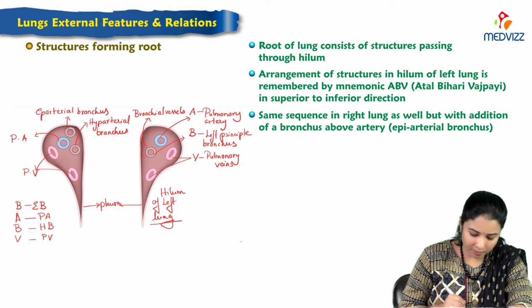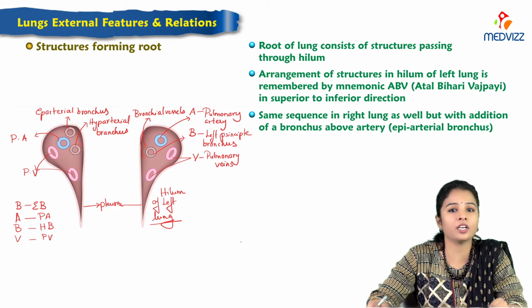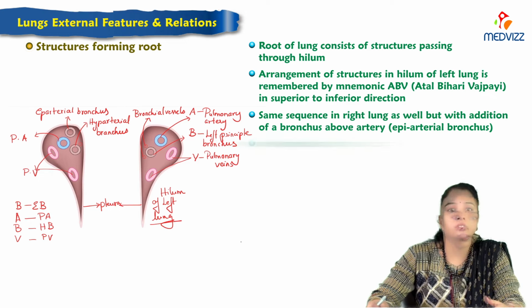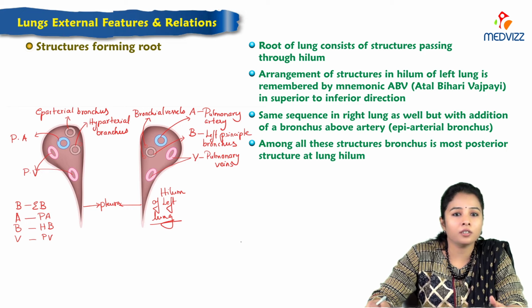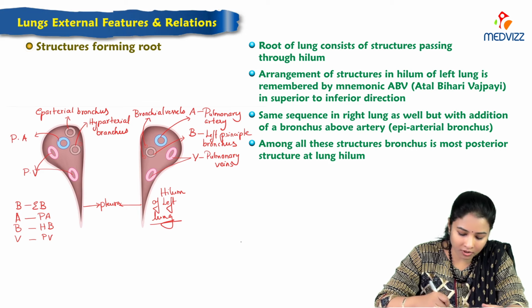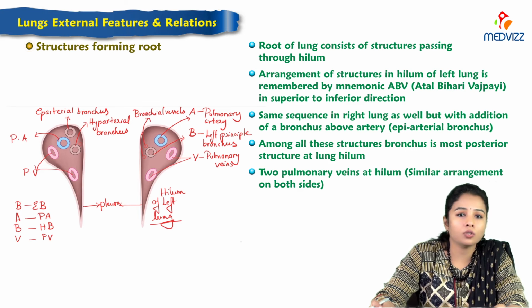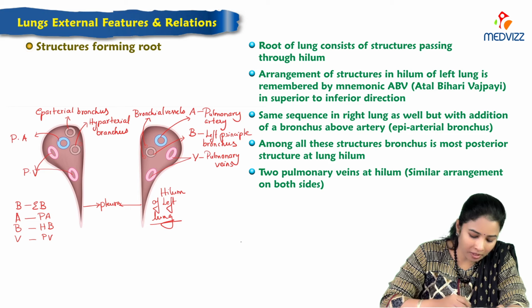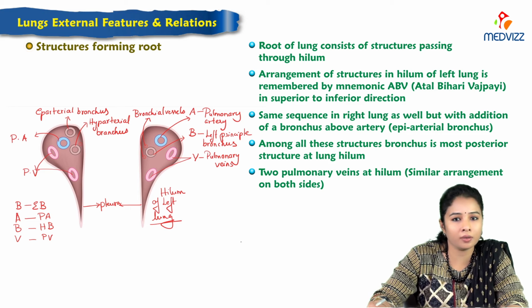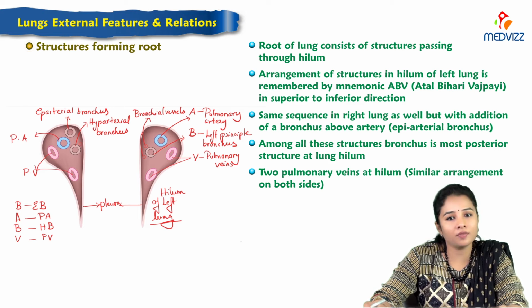You can remember BA, BV as the short form to remember the structures passing through the hilum of the right lung. Among all these structures, the bronchus is the most posterior in the lung hilum. If you see, the bronchus is on the most posterior aspect of the lung. There are two pulmonary veins at the hilum, not single; the pulmonary veins are usually two in number. And a similar arrangement is on both right and left sides.